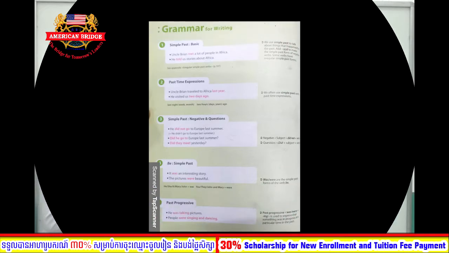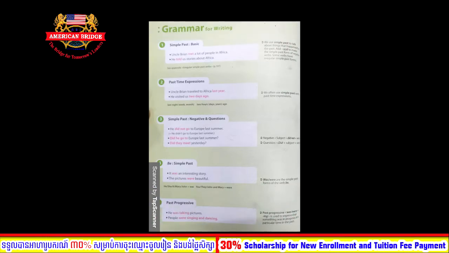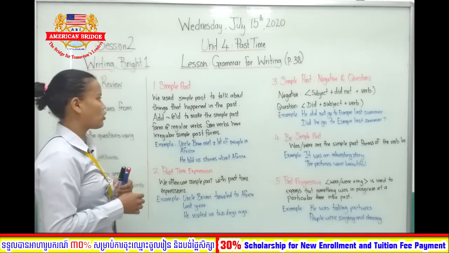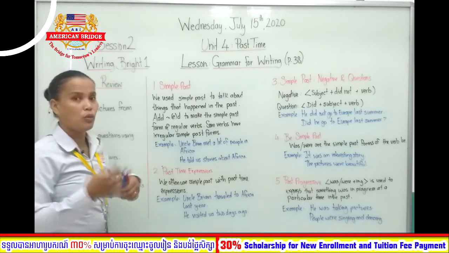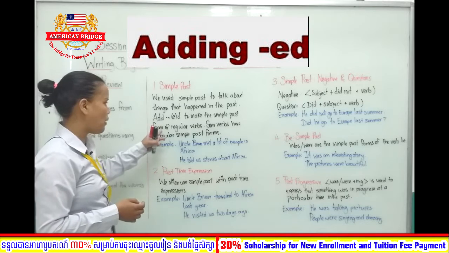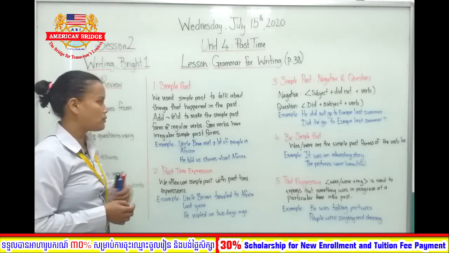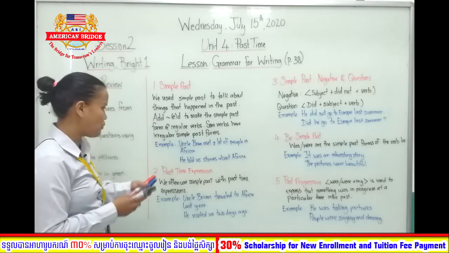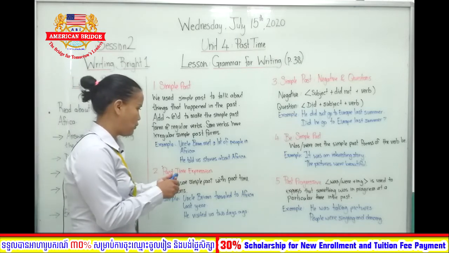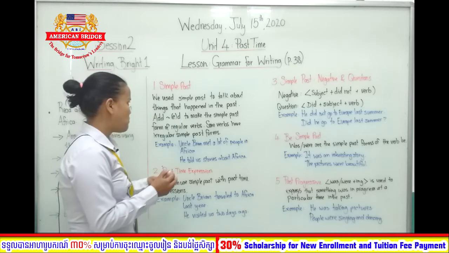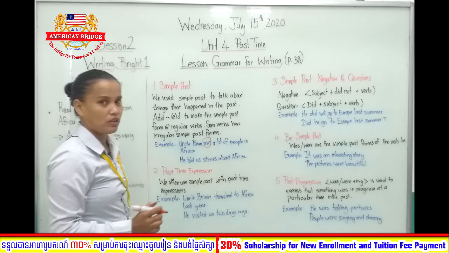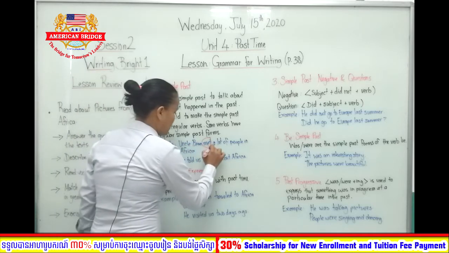So today we're going to do some grammar for writing. We're going to do something about simple past. Now we use simple past to talk about things that happen in the past. We add ed to make the simple past form of regular verbs. Some verbs have irregular simple past forms. Now for example, Uncle Brian met a lot of people in Africa. Now the word met is in simple past. What about the present? The present would be meet, right?